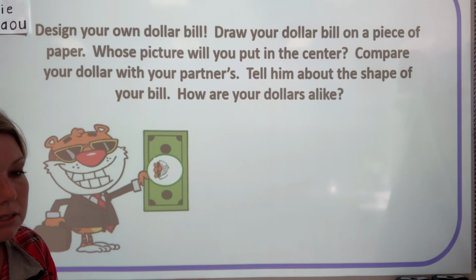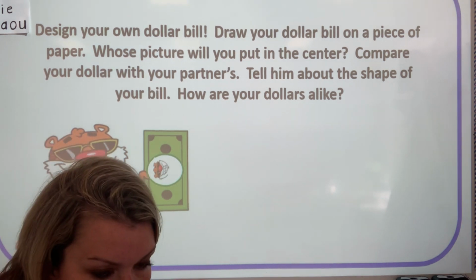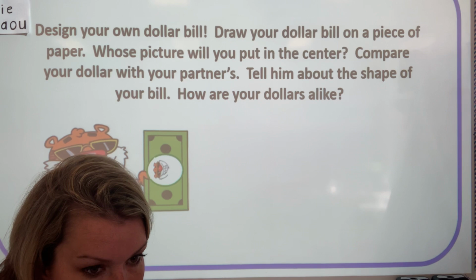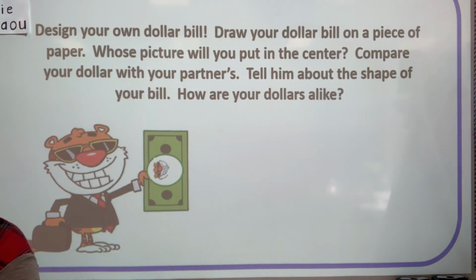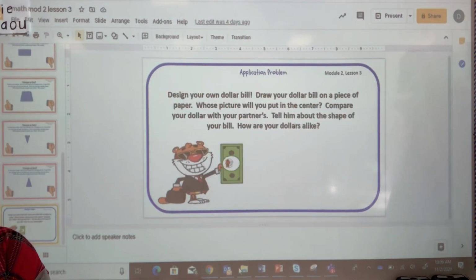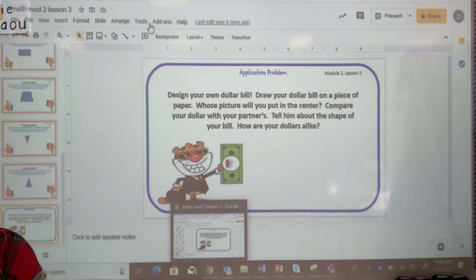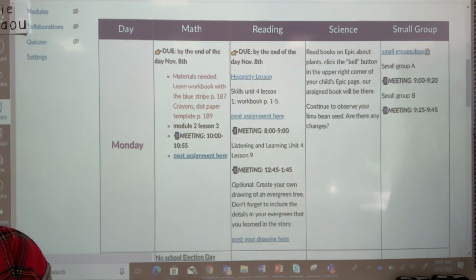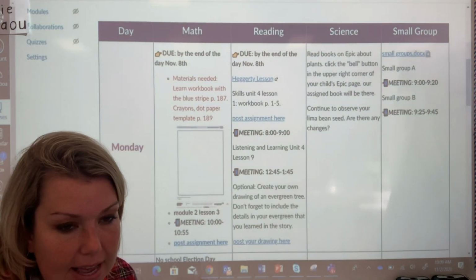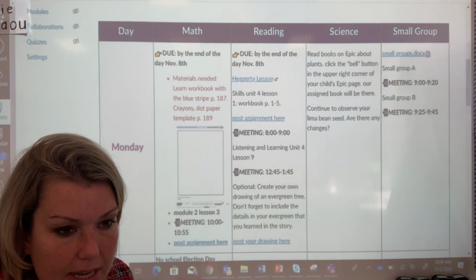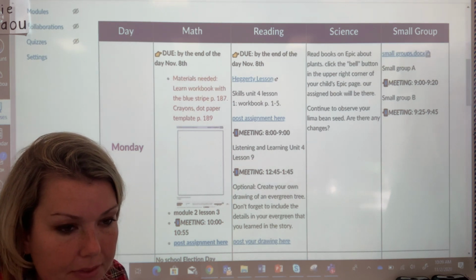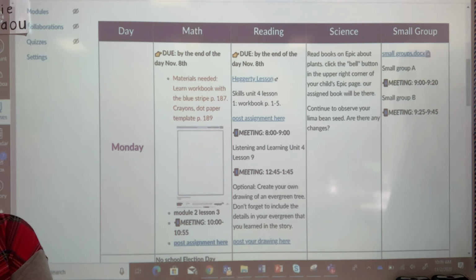Which one is it again, teacher? What, sweetie? Which one is it again? Okay, let me pull it up for you. I'm going to pull it up. Week of November. It is page 187. 187. It'll say lesson 3 at the top. One of these. Okay. I'm going to go back to our slide.